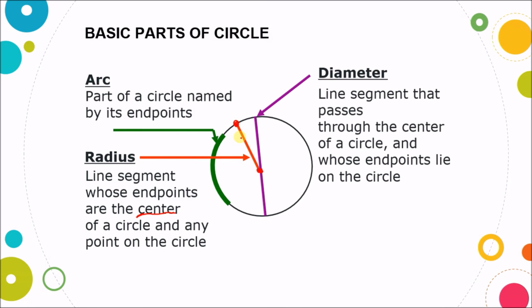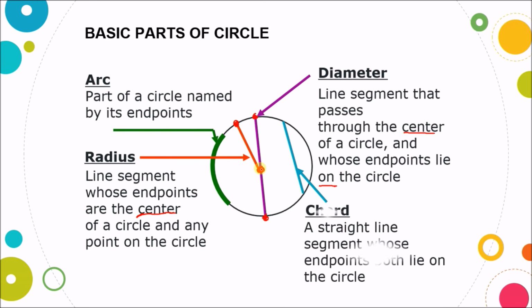We also have the diameter. Diameter is actually passes through the center of the circle at mga endpoints niya ay nandun sa circle. So endpoint 1, endpoint 2, connecting that, magkakabuo ng line segment, and it crosses the center of the circle. Yan ang tinatawag na diameter. And we also have the chord, which is the line segment ulit, connecting any 2 points on the circle. Okay? Kung babalikan natin yung diameter kanina, it is also a chord, basically the longest chord na pwedeng makita mo sa circle. So those are the basic part of a circle.